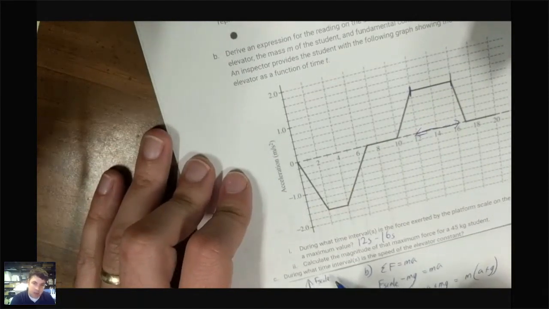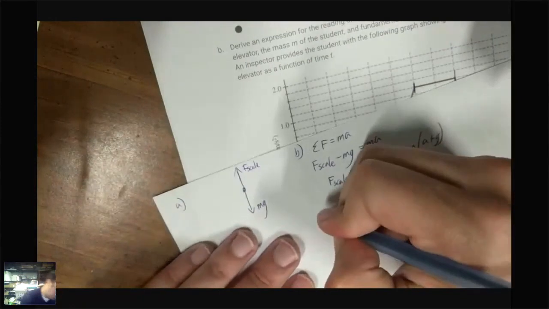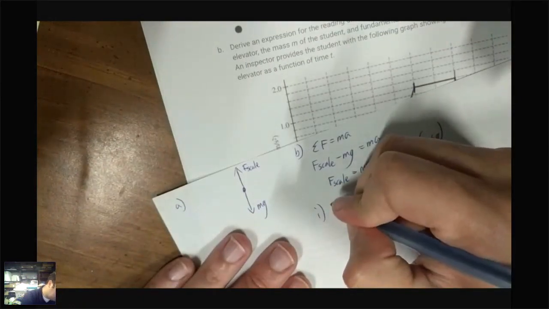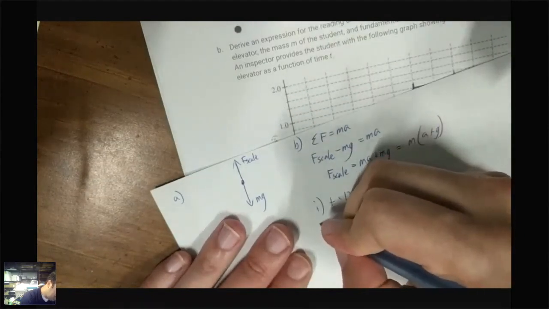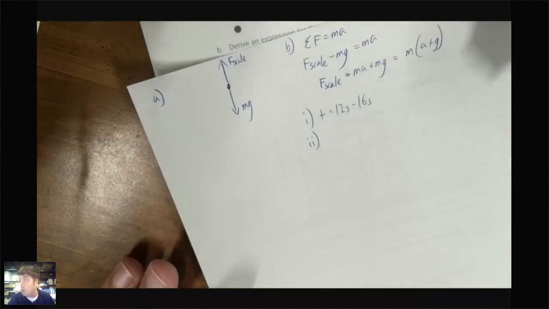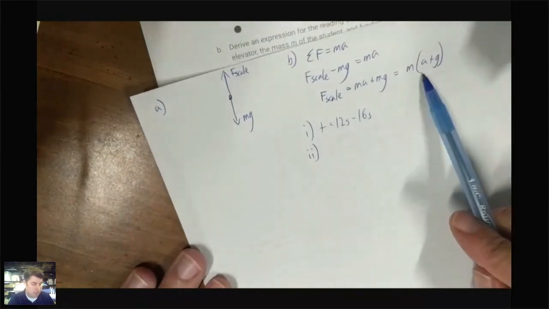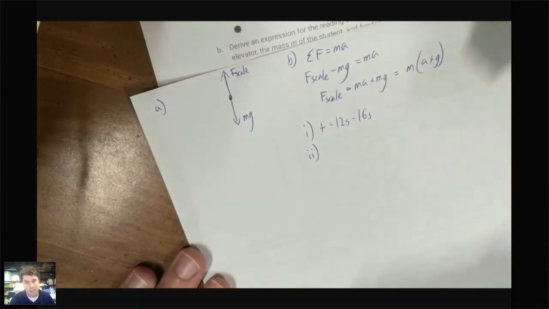Now, part II, calculate that magnitude for a 45 kilogram student. All right, so let's finish this. T equals 12 seconds to 16 seconds. Part II, basically, and this is super awesome if you get this as an AP question on your test, it's just saying, hey, plug in some values into this equation that we already have done.